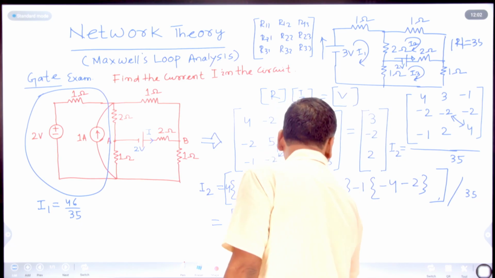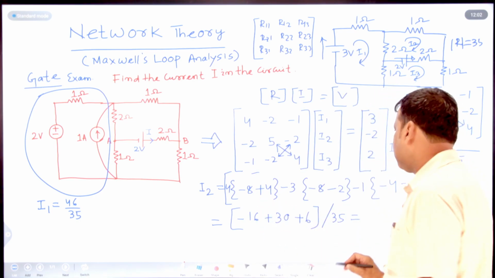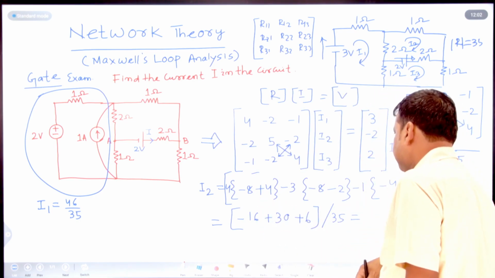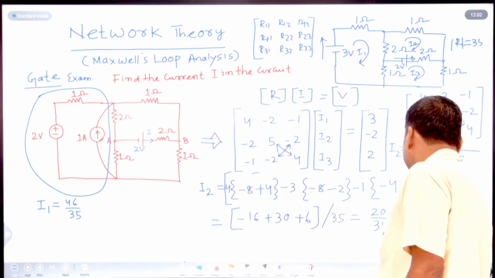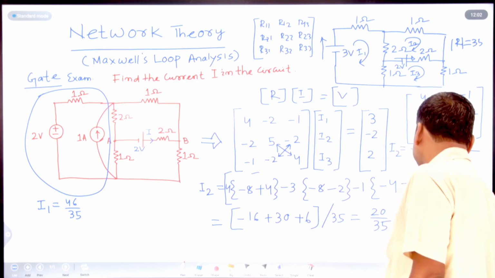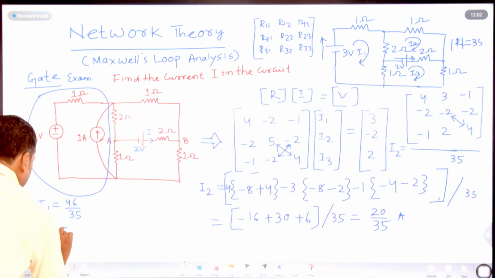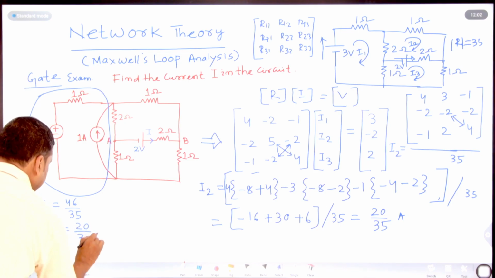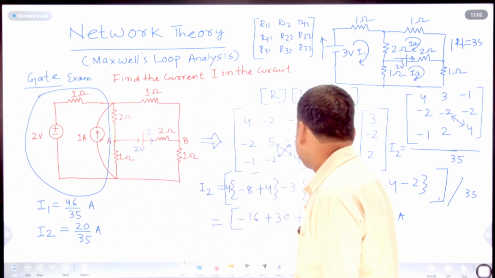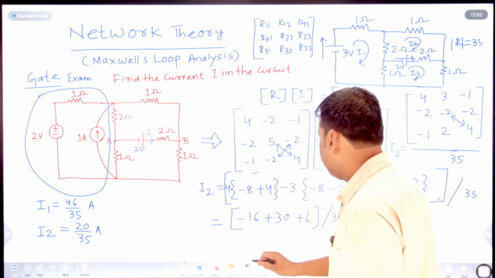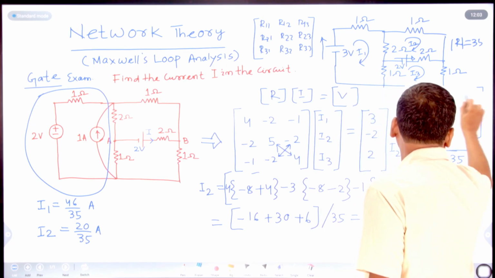This divided by 35. The value becomes 36 minus 16, that is your 20. That is your 20 by 35. The value of I2 equal to 20 by 35 ampere. Then find out the value of I3. When we are going to find out the value of I3, what will we do?